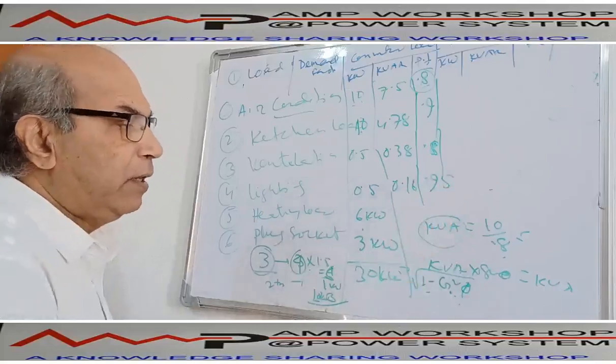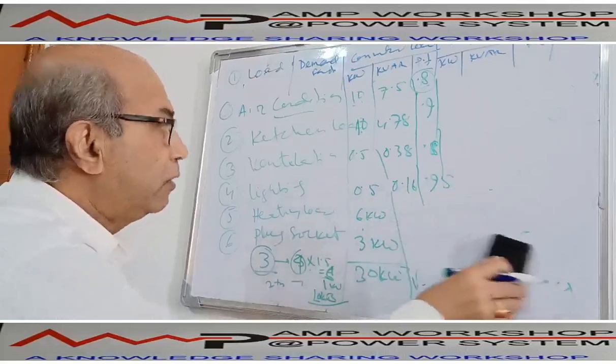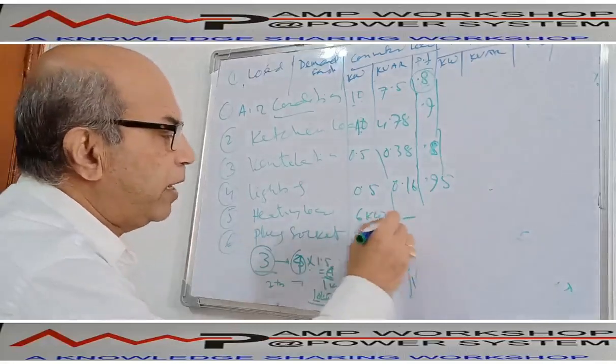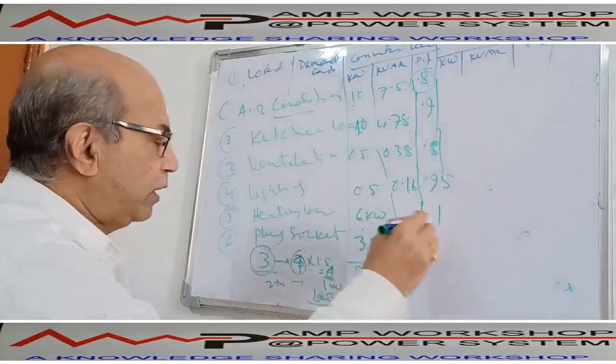Then you have a heating load. Heating load is 6 kilowatt. It has no KVAR because the heating loads are all heaters, so it is unity power factor.